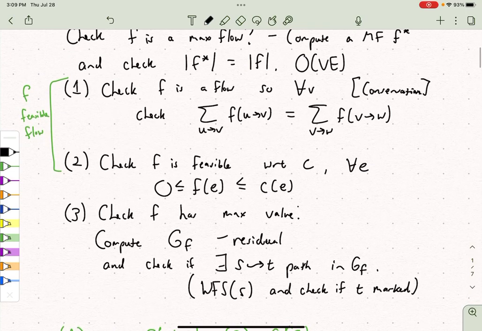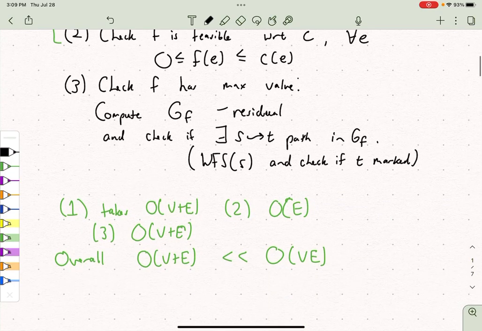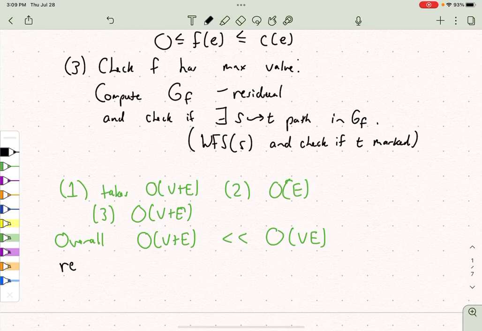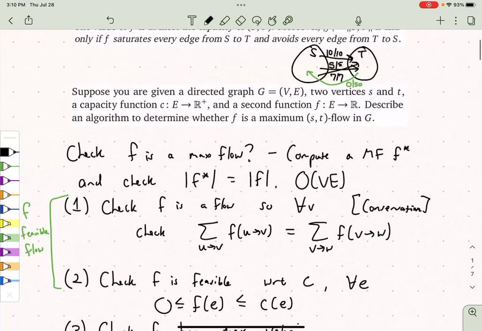And now overall, the algorithm is going to check condition 1, 2, and 3, and if any of them are untrue, it returns false. So overall, we return true. F is maximum. It's a max flow. We do that if and only if condition 1 is true, condition 2 is true, and condition 3 is true. And so that's the entire problem.